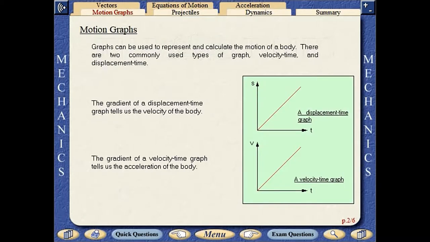Graphs can be used to represent and calculate the motion of a body. There are two commonly used types of graph: velocity-time and displacement-time. The gradient of a displacement-time graph tells us the velocity of the body. The gradient of a velocity-time graph tells us the acceleration of the body.